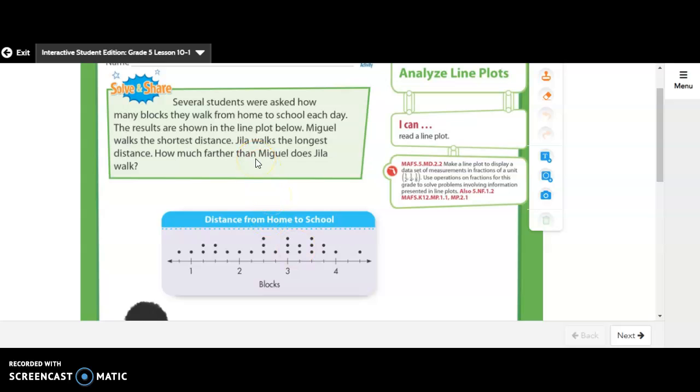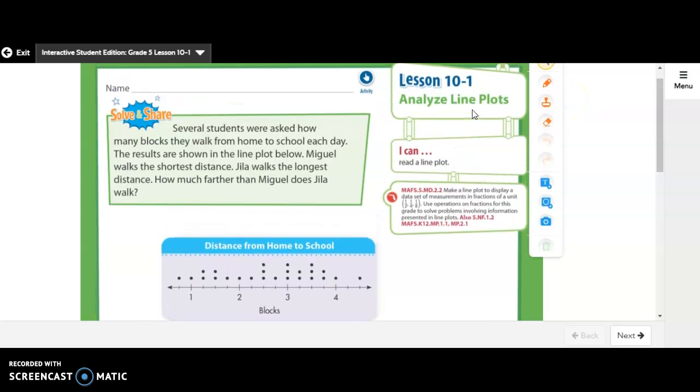So our solve and share for today. Several students were asked how many blocks they walk from home to school each day. The results are shown in the line plot below. Miguel walks the shortest distance. Jilla walks the longest distance. How much farther than Miguel does Jilla walk?